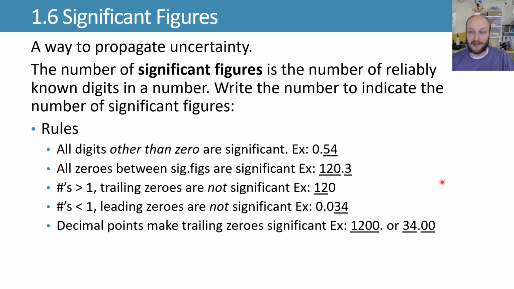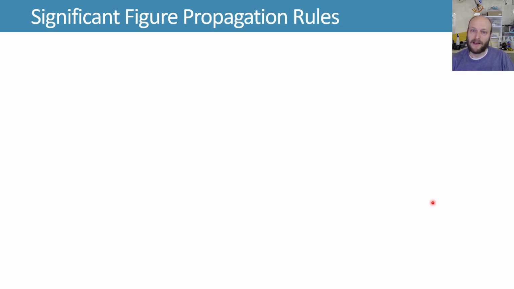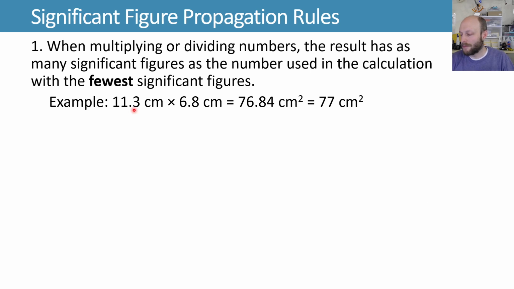So basically, you keep your extra digit during calculation and you round the final result to the number of significant figures as indicated by these following rules. So when propagating significant figures, when you multiply or divide numbers, the result should have the same number of significant figures as the fewest number going in. It's easier to see with an example. 11.3 centimeters by 6.8 centimeters gives you 76.84 centimeters squared, right? So that's just the multiplication.